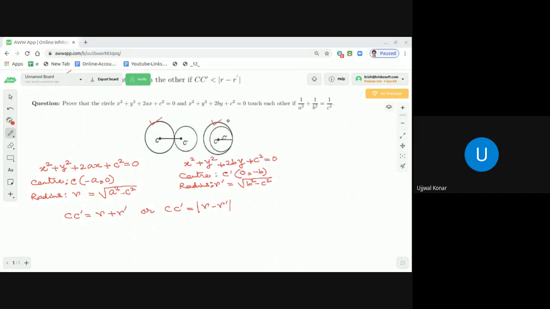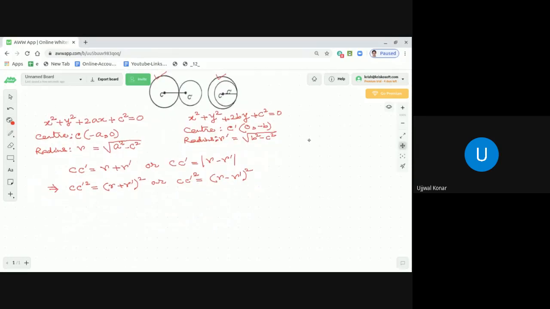Now we can combine these two cases. How? Let's see. C dash is equal to R plus R dash, that means C dash square is equal to R plus R dash square, or C dash square is equal to mod of R minus R dash, that means C dash square should be equal to R minus R dash square. Correct? Now if these two circles are touching each other, both internally and externally, we can club these two together.